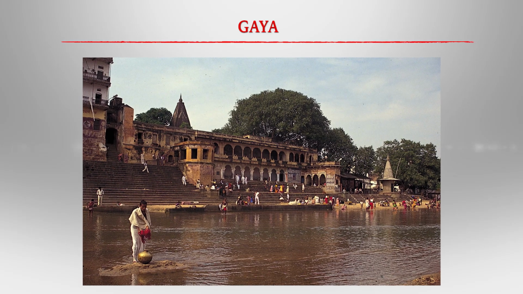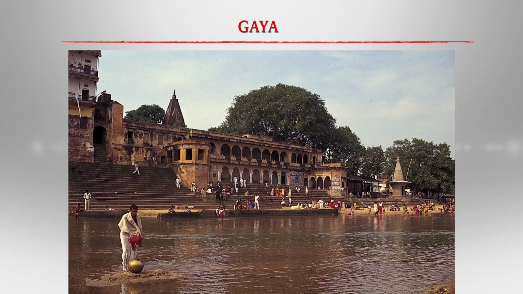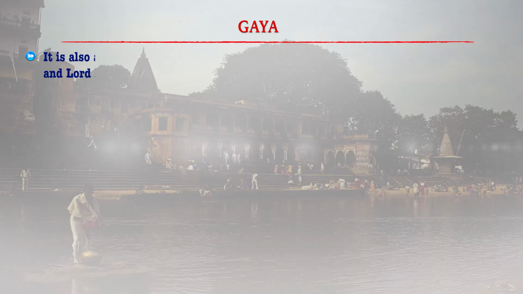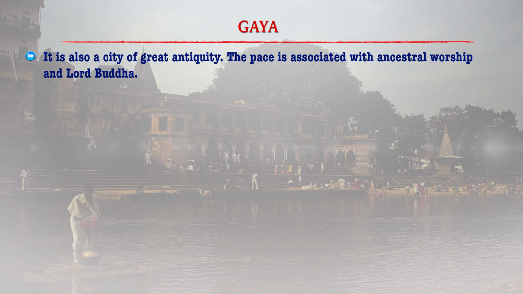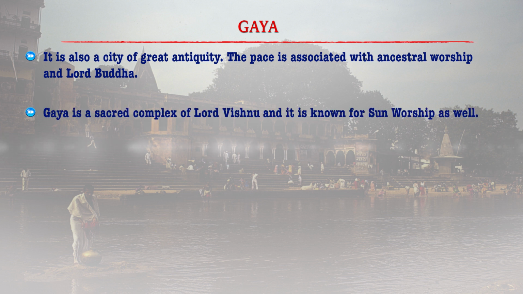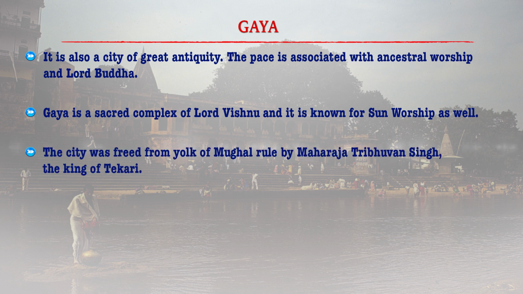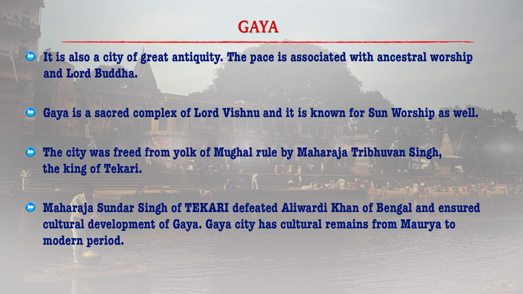In the list of northern Indian cities, we have another significant place, that is Gaya. It is a place of great antiquity. The place is associated with ancestral worship and Lord Buddha. Gaya is a sacred complex of Lord Vishnu and it is known for sun worship as well. The city was freed from the yoke of Mughal rule by Maharaja Tribhuvan Singh, the king of Tekari. Maharaja Sundar Singh of Tekari defeated Alivardi Khan of Bengal and ensured cultural developments at Gaya.